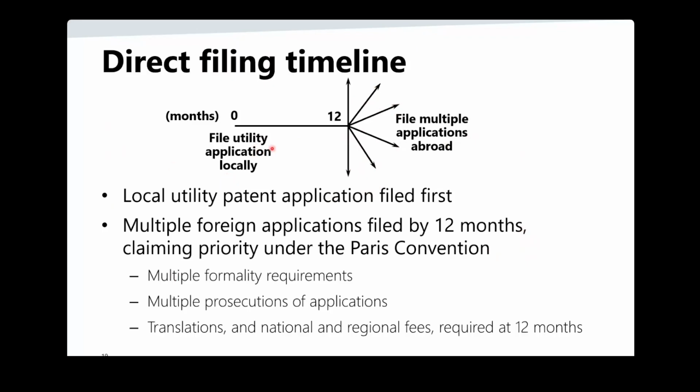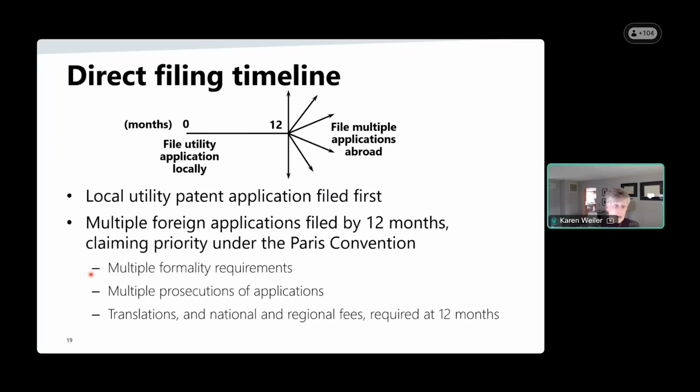During this 12-month period, the first application typically needs to be reformatted to meet the formal requirements of each other patent office in a different country. Every country has a different way that they like to see their patent applications. We're talking about the order of different sections of the application, the margins, the font size, paper size even. All those things may vary, so that needs to be done during this 12-month period.